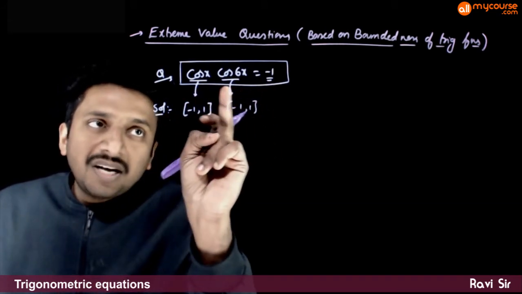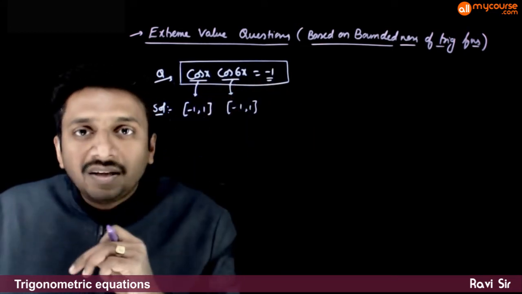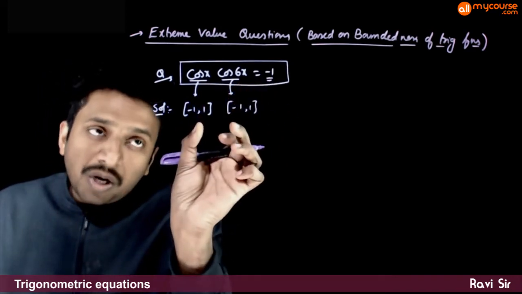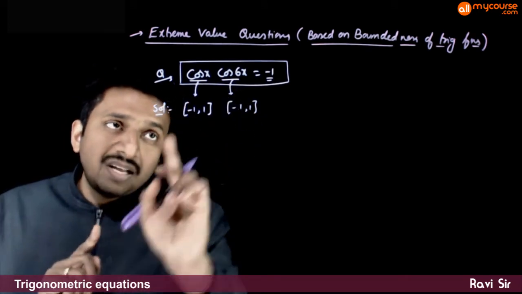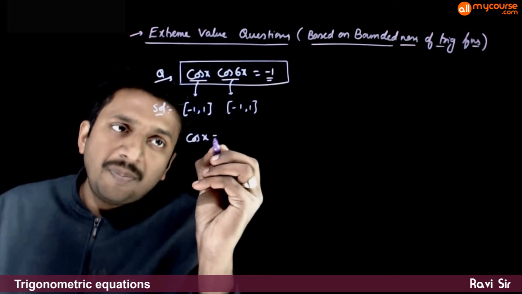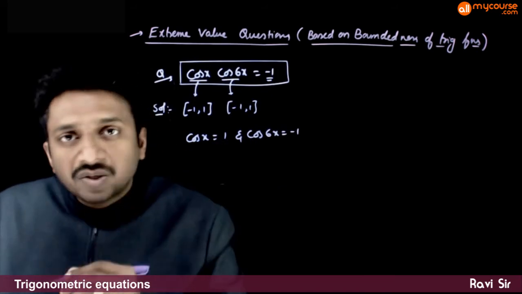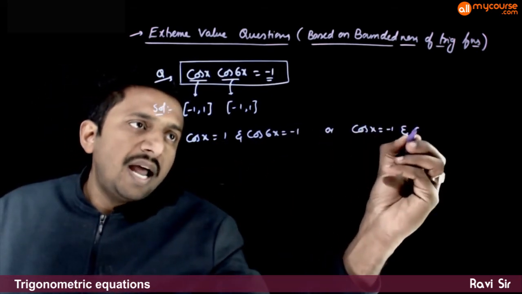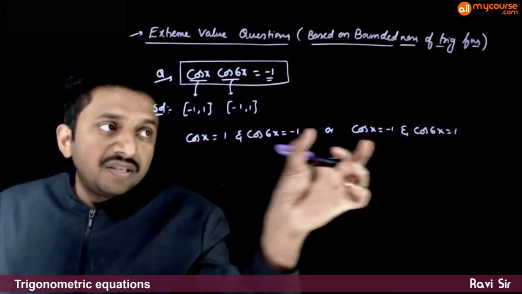If this is a fraction and this is a fraction, the product of two fractions can never be equal to a complete integer. So if this has to be an integer, there is only one option where cos x and cos 6x should be such that the product is equal to minus 1. So for this to happen, cos x has to be equal to 1 and cos 6x has to be equal to minus 1, or vice versa. That is, cos x is equal to minus 1 and cos 6x is equal to 1. So one of these has to happen.